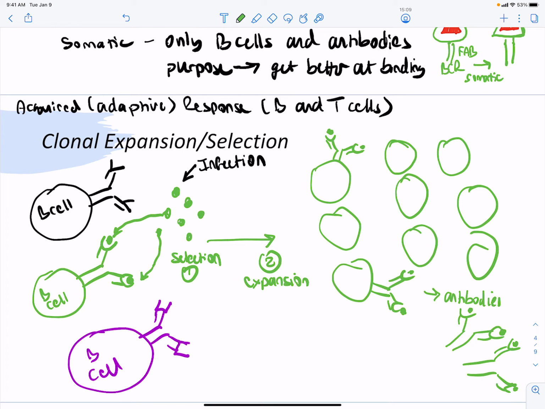Okay, so this is selection, expansion, and from this expansion, you will eventually get memory. And memory, of course, is what you ultimately want from your acquired immune response. And this same selection and expansion happens with T cells as well. They are going to respond to peptides of this green pathogen, and only the T cells that respond to those peptides will be selected for, expand, and then form memory.